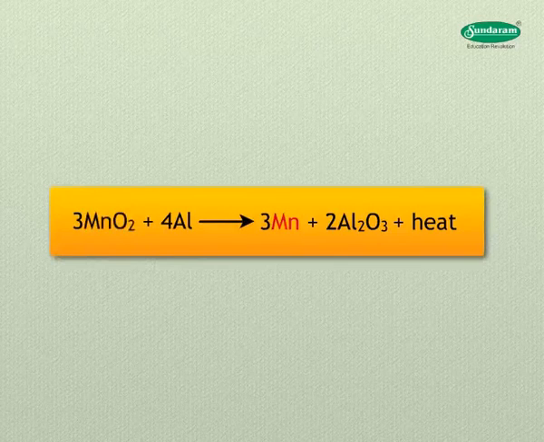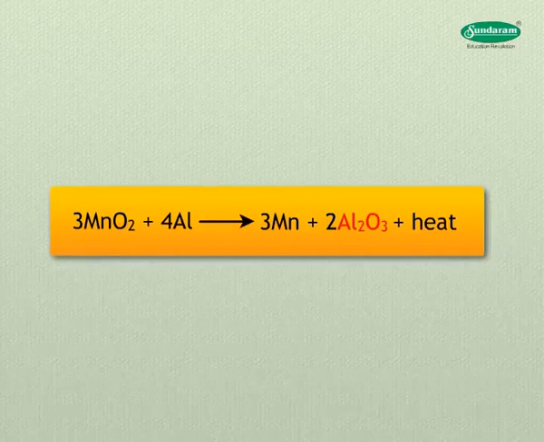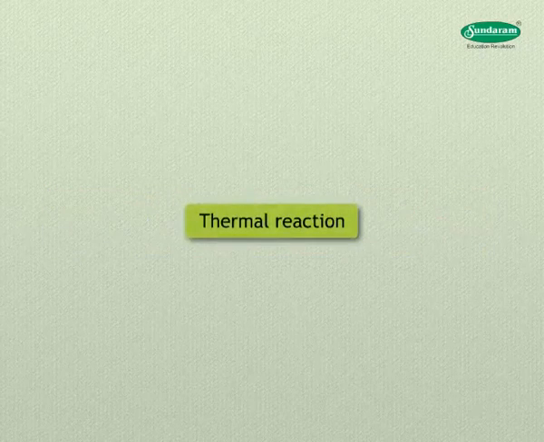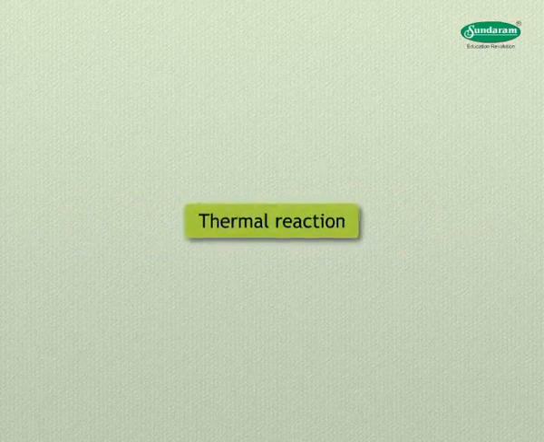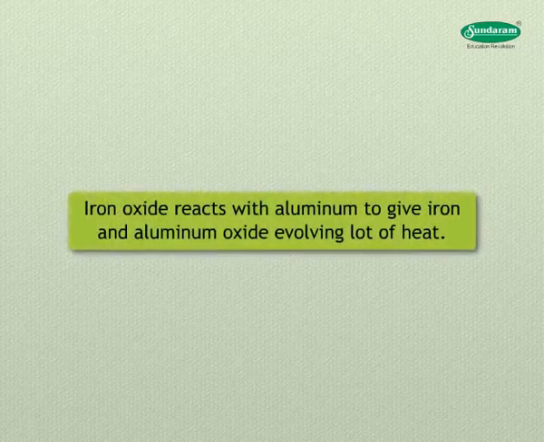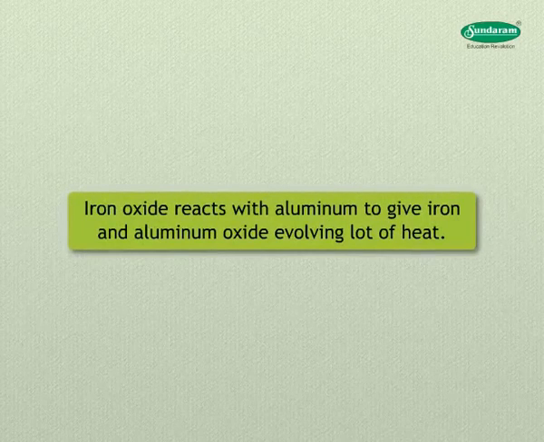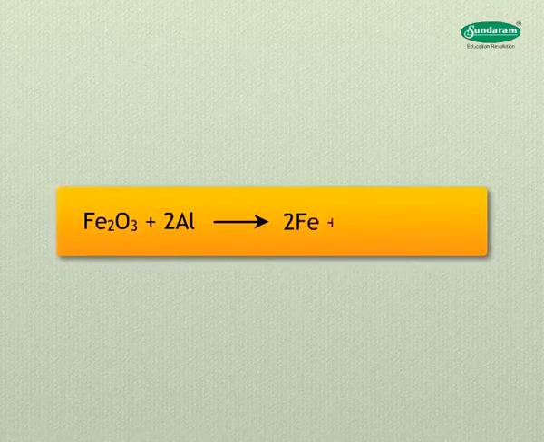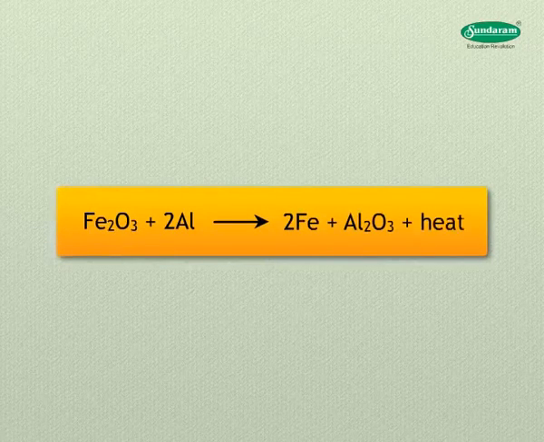MnO2 is reduced to Mn and Al is oxidized to Al2O3. The amount of heat evolved in such reactions is so large that the metals are produced in a molten state. Another example of this type of reaction is the thermite reaction, in which iron oxide reacts with aluminium to give iron and aluminium oxide, evolving a lot of heat. Fe2O3 plus 2Al gives 2Fe plus Al2O3 plus heat.